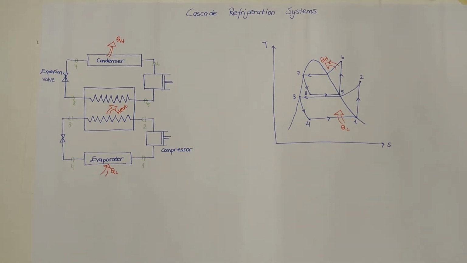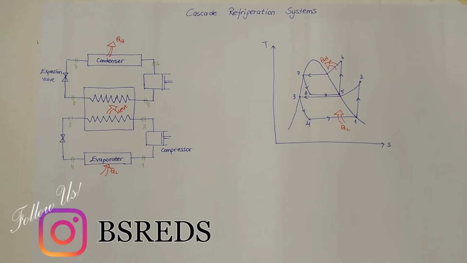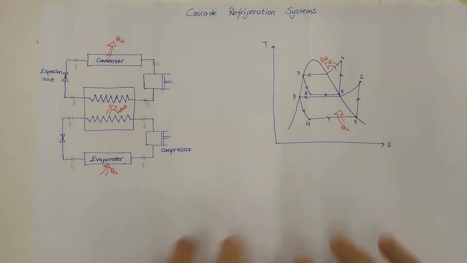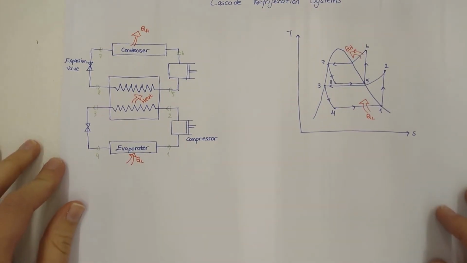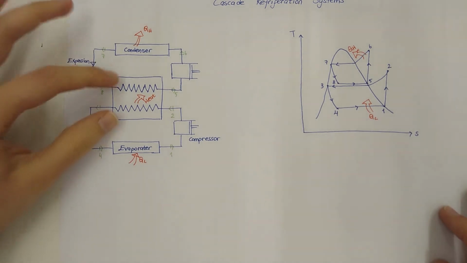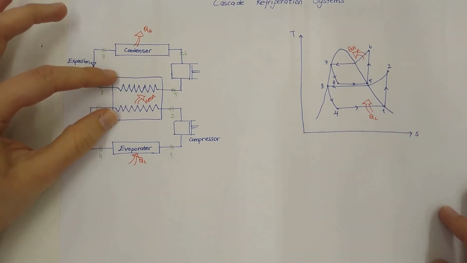Today we're gonna solve Cascade Refrigerator systems. We have one solution to solve it. Our solution has a two-stage Cascade refrigeration system.